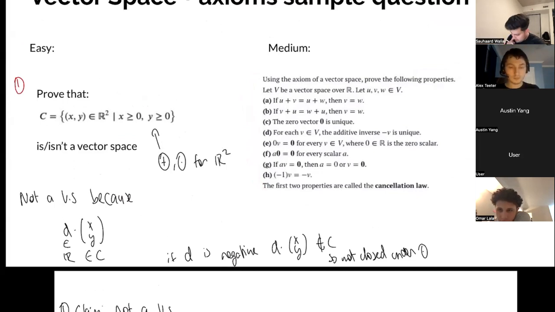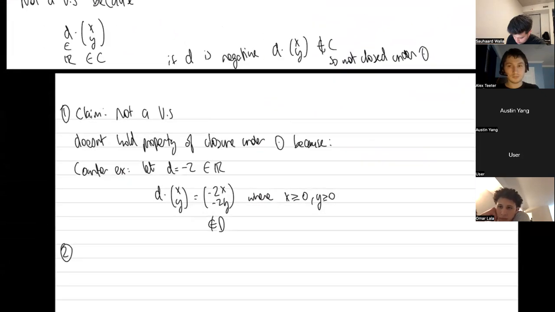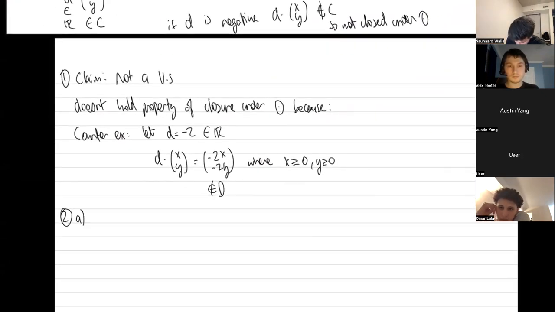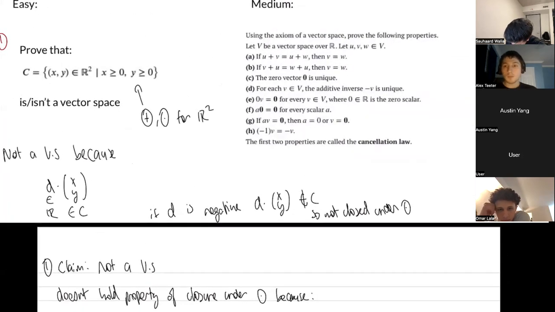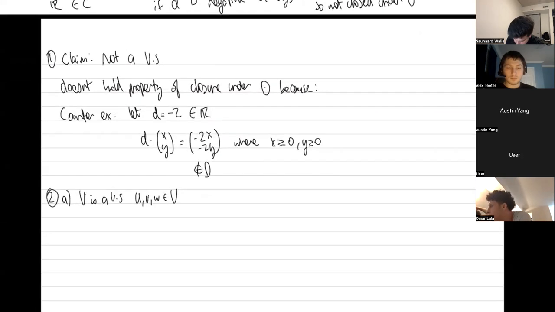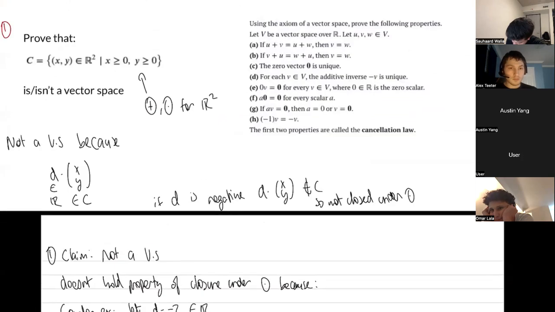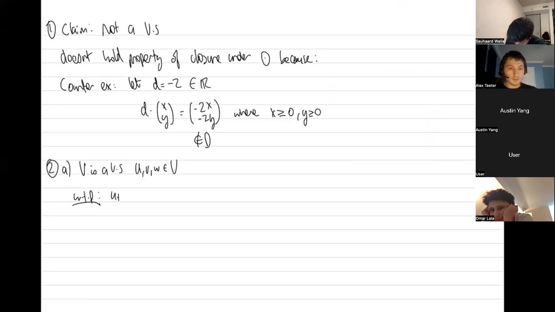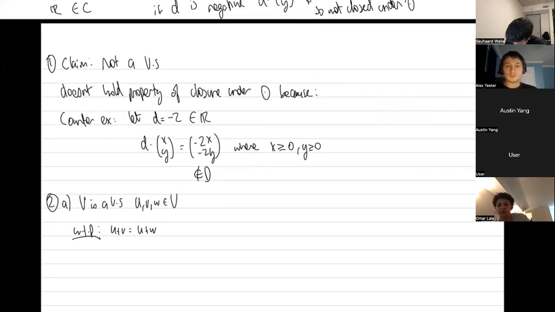So I'll actually start with A. I'll write this down here. V is a vector space, and you're given u, v, w that are part of big V. Now we want to prove that if u plus v equals u plus w, then v equals w. Okay, I'll give everyone a second to think about this.